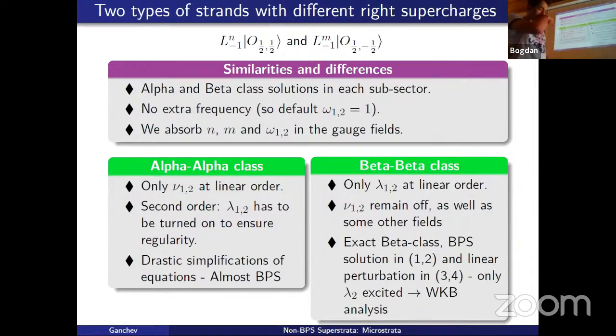But what is interesting is that, I didn't mention it, but for the previous construction, in the beta class, in fact, we managed to obtain an exact analytic solution. Nick managed to solve the equations. So what we thought here is that, well, in the 1-2 sector, you can put this exact beta class solution, and then you can look at a linear perturbation in the 3-4 sector with this. And what happens is that only the lambda 2 field is excited at linear order, everything else is not.